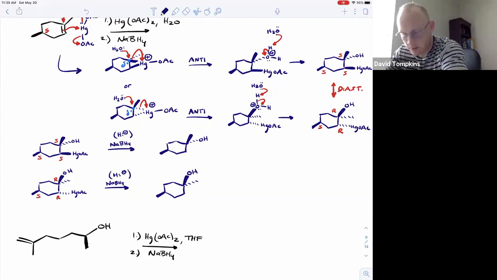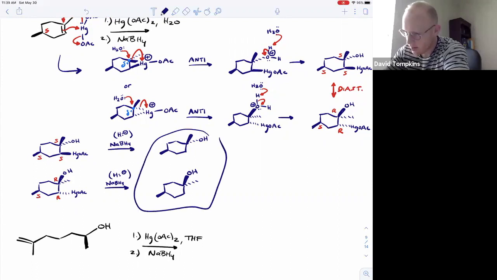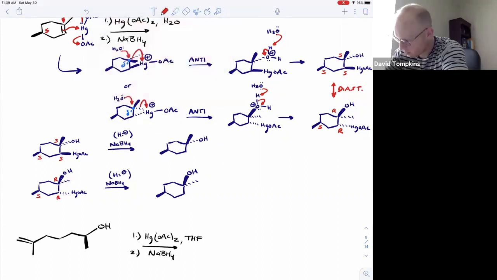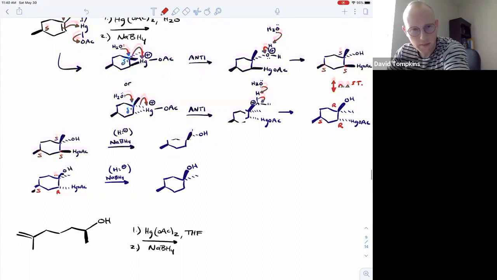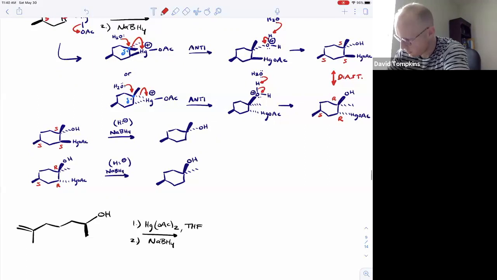And there are no chiral centers in these products because there is now a plane of symmetry that goes through the carbons that were previously chiral. So there are no asymmetric centers because those stereocenters lie along the plane of symmetry. However, these are going to be different compounds.